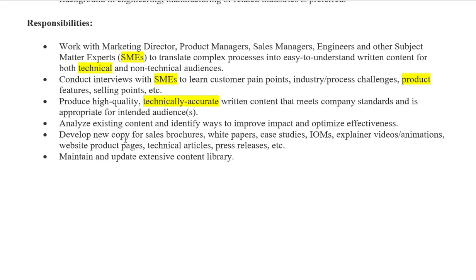And in fact, if you skip down a little here, you begin to see the text types that this particular job is interested in: sales brochures, white papers, case studies, IOMs, explainer video animation, website product pages, technical articles, and press releases. I don't really know what an explainer video or animation is. I'm going to think it's probably help documentation, but that's the closest that we actually get to help documentation.